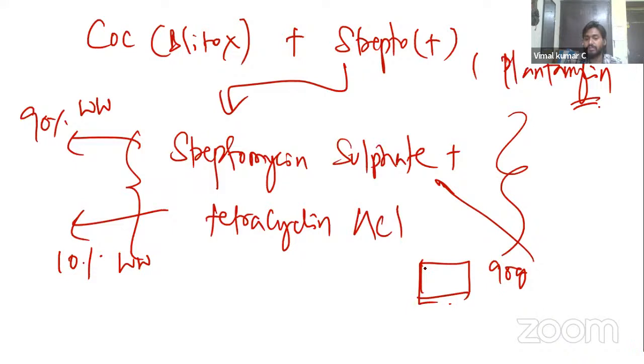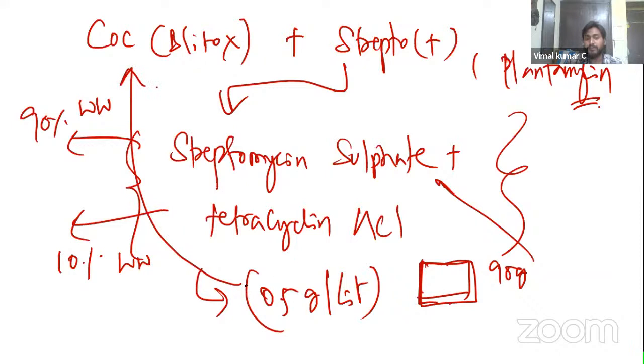Okay, so this will be the combination, and you can go for spray with 0.5 gram per liter. Why are we using copper? It will help avoid resistance in the pathogen. If you keep on spraying these kinds of systemic bactericides, the bacteria will develop resistance to that particular bactericide, right? So to avoid that, we are blending with Blitox, that is copper oxychloride, at 3 gram per liter. So this is how you can control the bacterial disease.